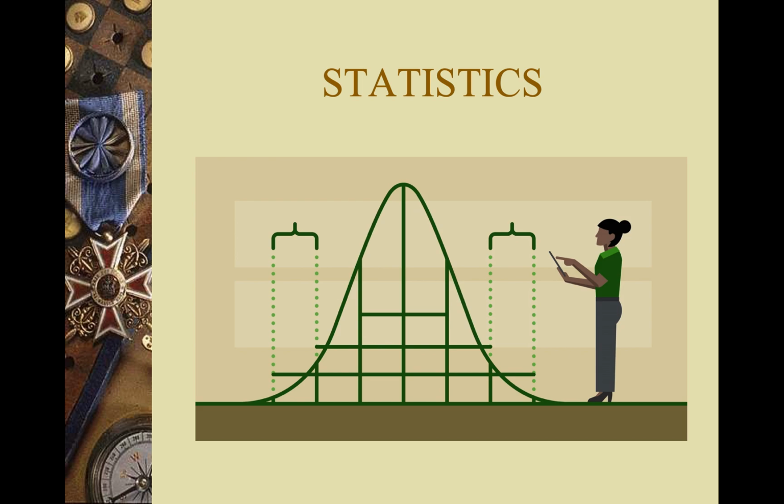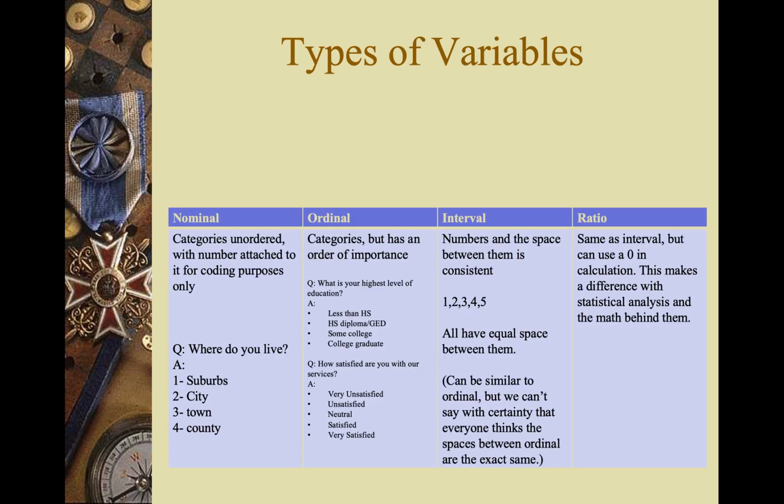Okay, so this class is a statistics class, as you know, so that's going to be the focus. First thing that you should know about statistics, and what we've already talked about a little bit, is variables. Remember, a variable is something that can change versus a constant is something that tends to not change. Social scientists are interested in variables.